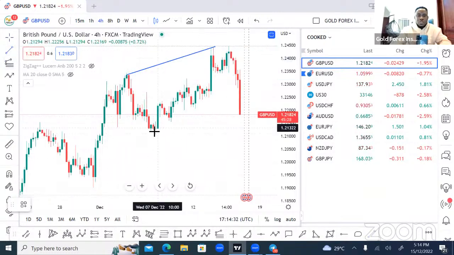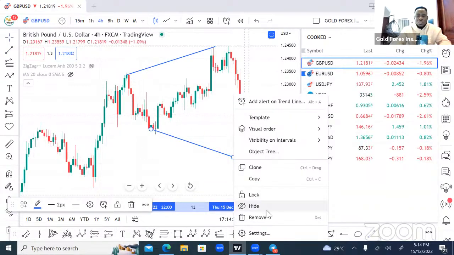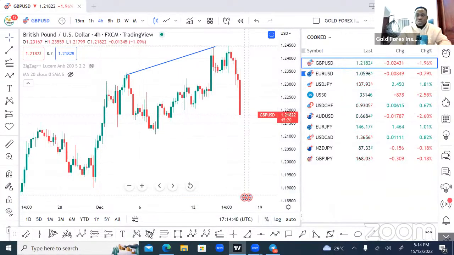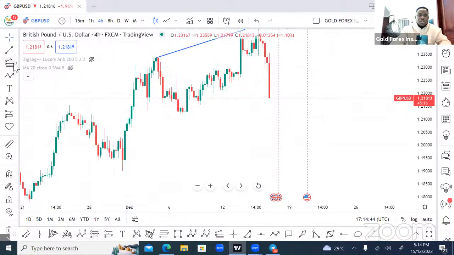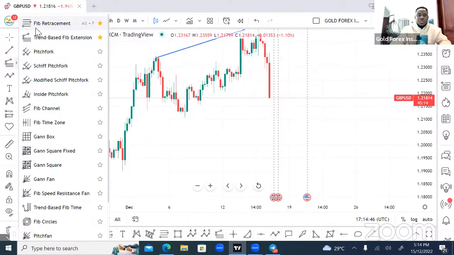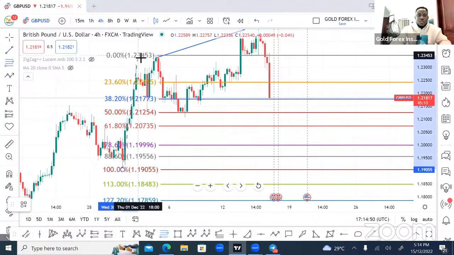Okay, so it's forming an expanded flat correction like this. Now, that expanded flat correction could end in what we call a shark or cipher pattern. That means that from here to here, we had 50 fib.